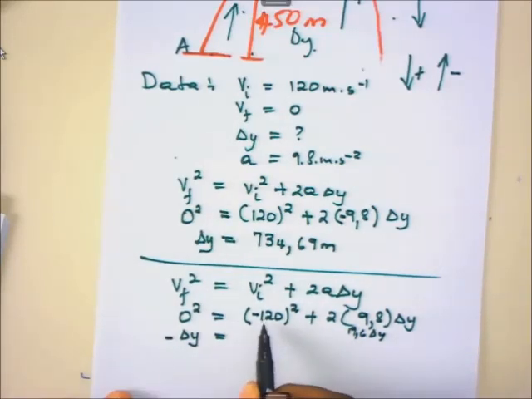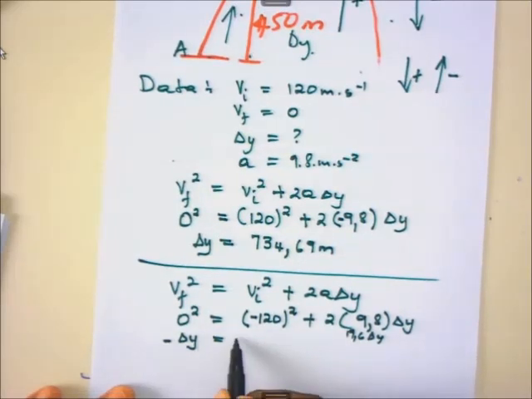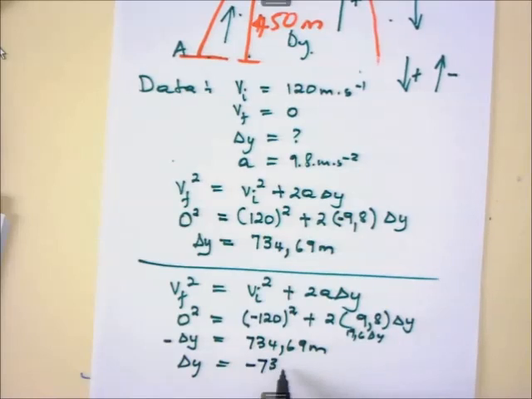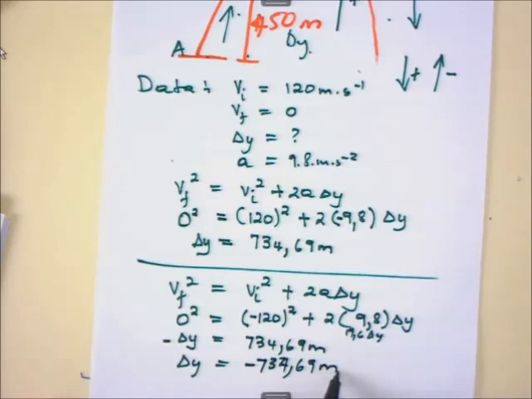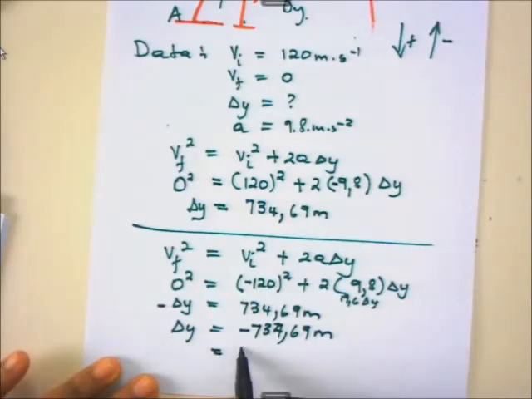Then 120, when you square it, is going to be positive. Then your answer will be 734.69 meters, but you cannot leave delta y as negative. Then delta y will be minus 734.69 meters. Then, because the displacement is a vector quantity, you should also leave it as positive.